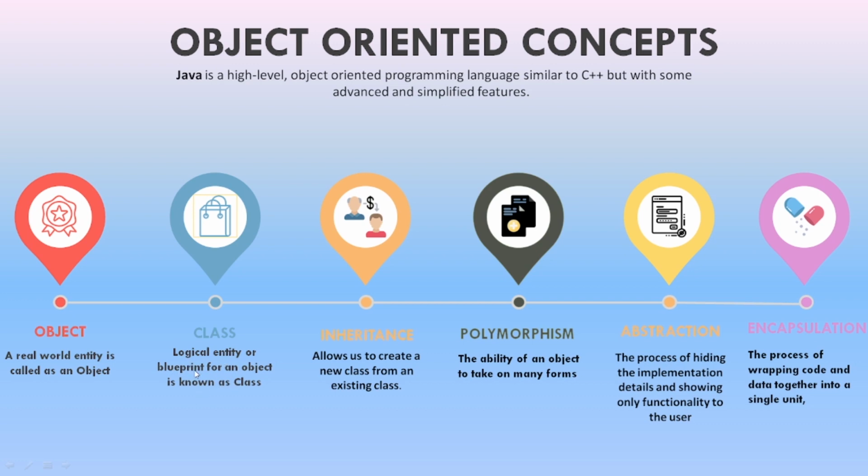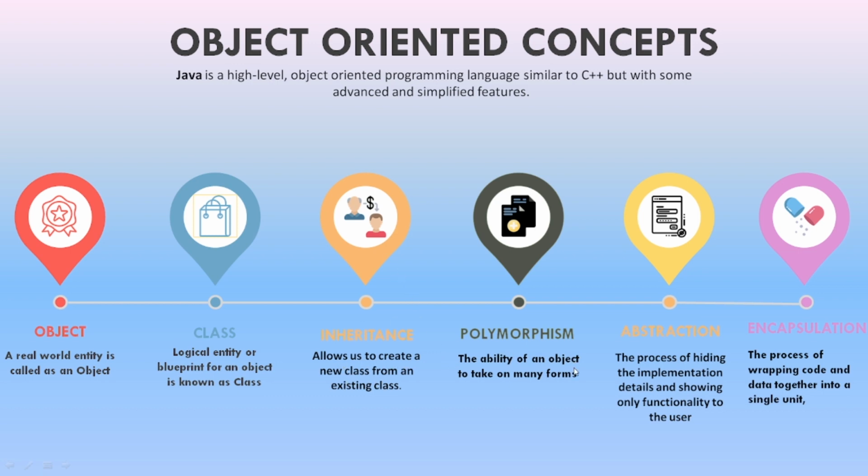So what is this logical entity or a blueprint? With the help of the class, you are going to create some objects and multiple objects will be in a class. So it is being represented with a bag here if you can see this. Next is inheritance. In the normal language, what is inheritance? Whatever the property one father has, if that property is going to be inherited by his son, then that is called as inheritance. Inheritance here also is the same thing. It allows us to create a new class from an existing class.